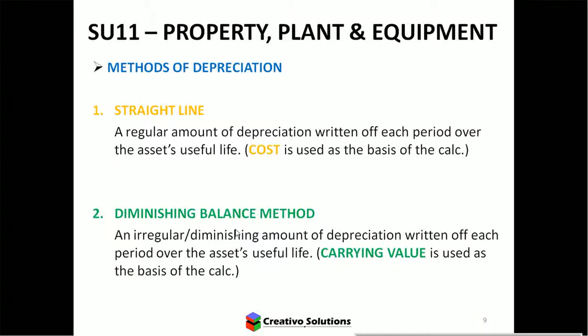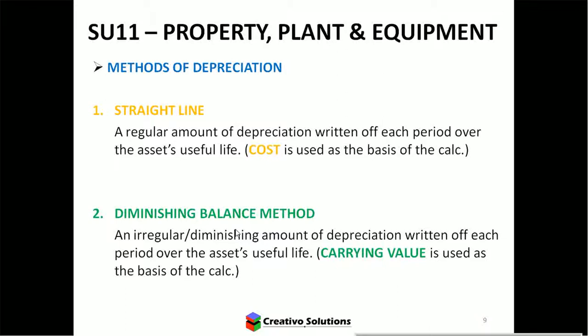Yes. That doesn't change, right? So is the depreciation going to change? No, the depreciation is going to be constant. It's going to be an amount that's going to be written off the asset's useful life. Yes. Diminishing balance, is that going to change? Yes, because it gets calculated on carrying value. We just spoke about carrying value.